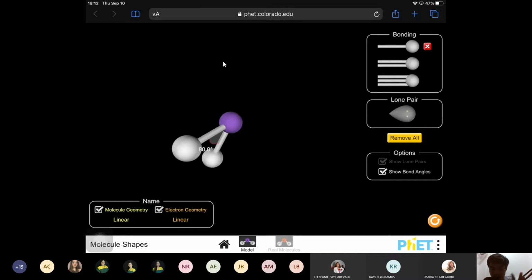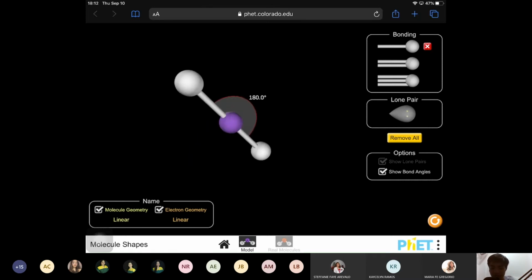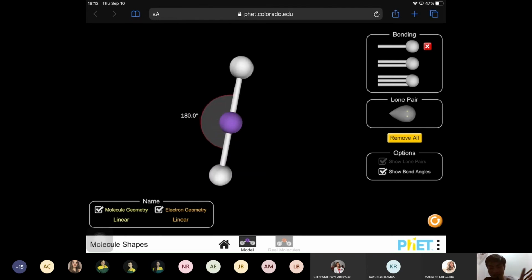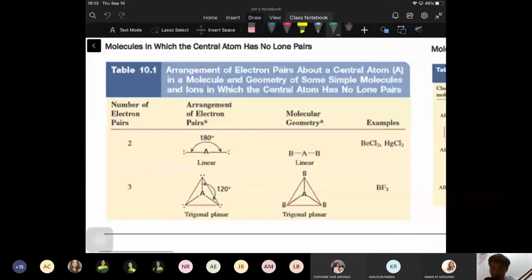Kasi pag pinagdikit natin yan, magre-repel sila. So the best angle for them not to interact would be 180 degrees. And that means it will assume a geometry of linear. Linear yung geometry niya. Isang straight line lang yan. Ano example niyan? Beryllium fluoride.